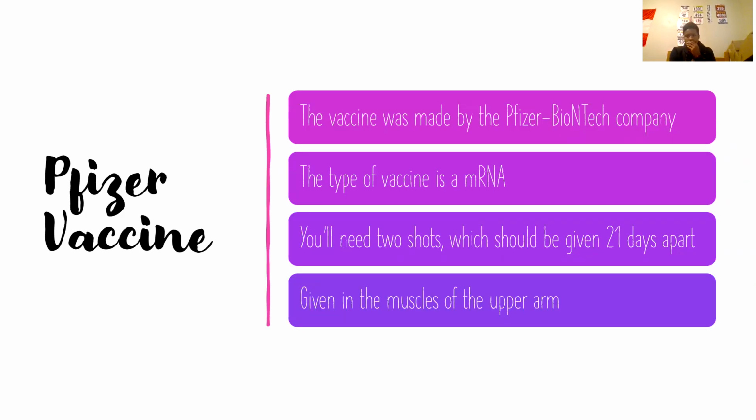So the Pfizer vaccine. This vaccine was made by the Pfizer-BioNTech company. It is an mRNA vaccine. With this vaccine, you need 2 shots. The first shot is given 21 days prior to your second shot. And the location in which they give you a shot is this area of your arm.